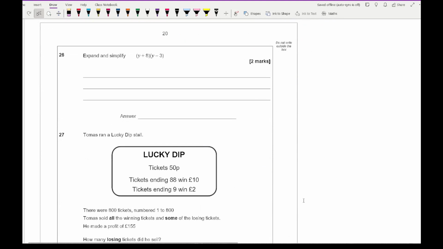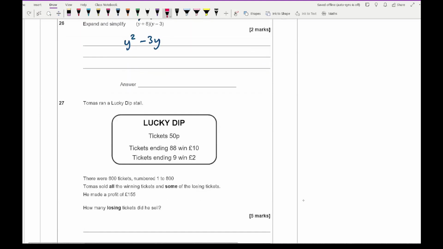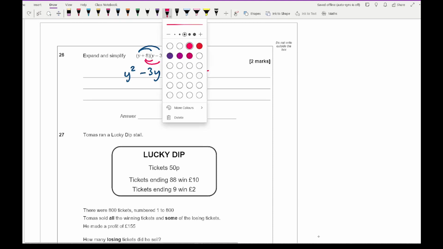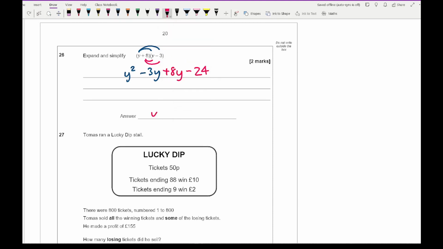Moving on to question 26, we're looking at expanding. So we've got y times y, which is y squared, y times minus 3, which is minus 3y. Then we get 8 times y, which is plus 8y, and plus 8 times minus 3 is minus 24. Then collecting all of those things together, we get a final answer of y squared plus 5y minus 24.